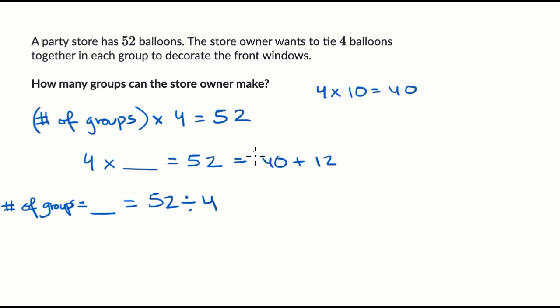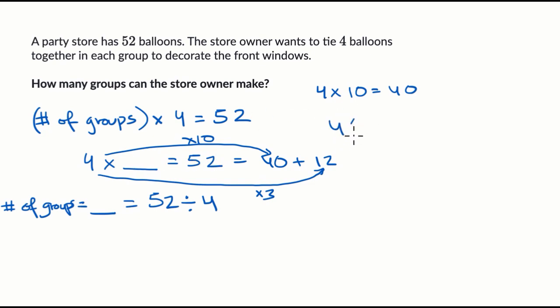Well, we know that if you take 4 times 10, you get to 40. And then we also know if you take 4 times 3, you get to 12. So if you take 4 times, let me write it this way, 4 times 10 plus 3, we just use the distributive property, that would be 4 times 10, which is 40, plus 4 times 3, which is 12, that is going to be equal to 52, which is exactly what we want to get to.